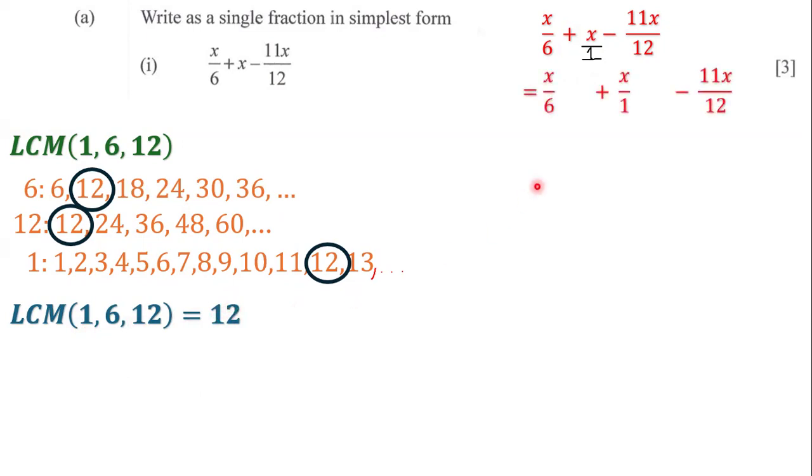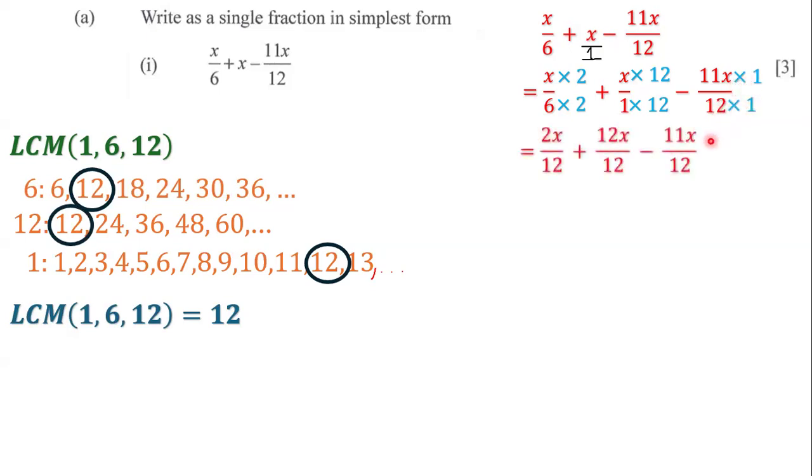And so we ask ourselves, okay, what times 6 gives me 12? Well, 6 times 2 gives me 12. Whatever I do to the bottom, I must do to the top. And then we ask ourselves, well, what times 1 gives me 12? Well, 1 times 12 gives me 12. Whatever I do to the bottom, I must do to the top as well. And here we have what times 12 gives me 12. And the answer is 1. Whatever we do to the bottom, we must do to the top as well.